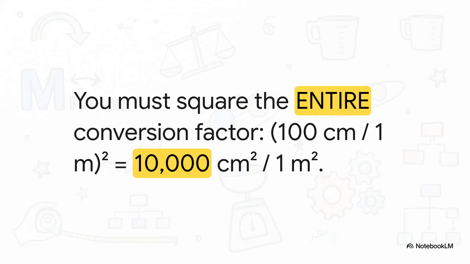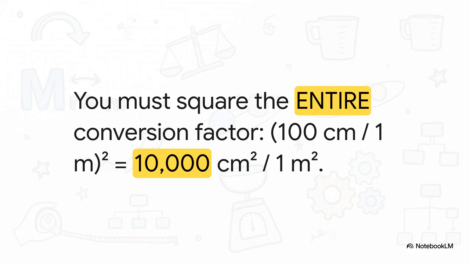Okay, so here is the absolute key, the one thing you have to remember. You can't just convert meters to centimeters. Why? Because our unit is squared. That means we have to square the entire conversion factor. Think about it for a sec. A square meter is just a meter times another meter. So when we convert, we have to convert both of those meters. So we take our little fraction, 100 centimeters over 1 meter, and we square the whole thing. That means the 100 gets squared to become 10,000, and the units get squared too.